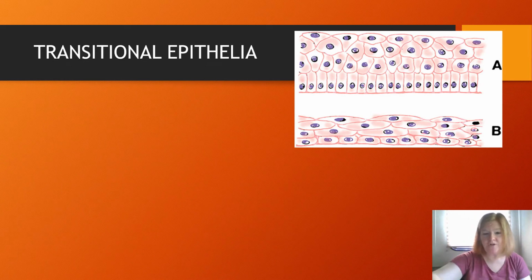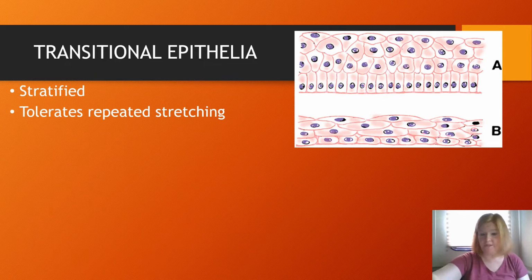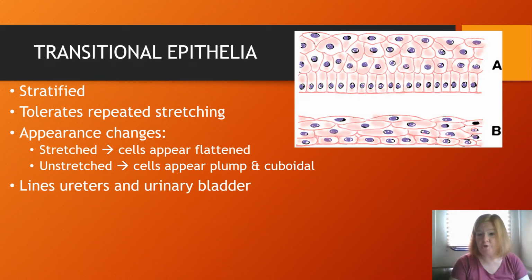All right, transitional epithelia. This is unique. So it's stratified, true, and it tolerates repeated stretching. And the appearance changes. If you see the difference between A and B, B is when it's stretched, so the cells are going to appear flattened. When it's unstretched, like A, the cells appear plump and cuboidal. So it's going to line the ureters and the urinary bladder. Why is that important? Well, as more urine is stored, the bladder is going to stretch, and we don't want the cells to break or burst or get damaged, so we want the tissue to allow for that stretching.